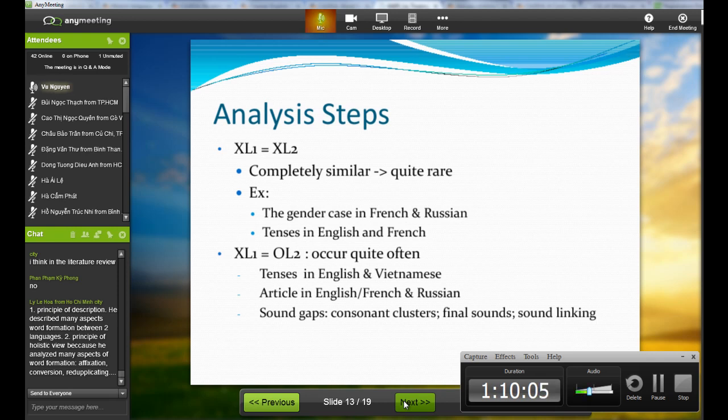Now, case 3 can also occur quite frequently when we look at English and Vietnamese. For example, tenses exist in English, and in Vietnamese we do not have tenses, as we discussed in our face-to-face meeting last time, because Vietnamese verbs do not inflect. There can be some sounds, some consonant clusters, that exist in English but do not exist in Vietnamese.